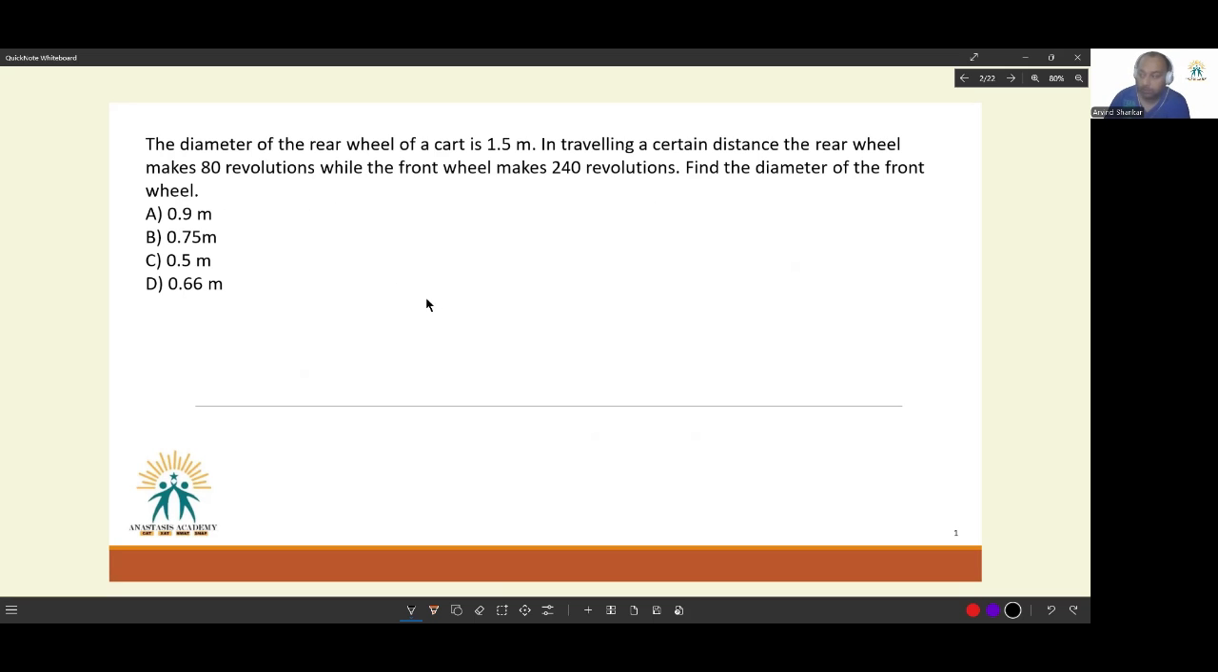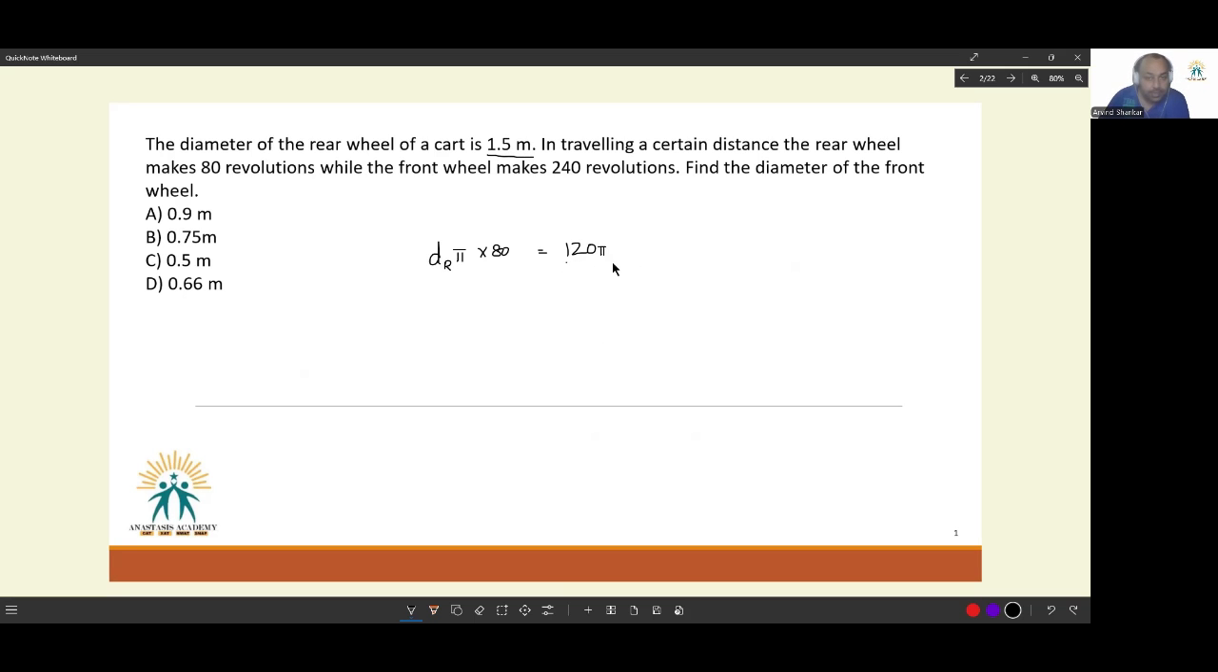Okay. Now, the principal idea here has to be that the distance traveled by the rear wheel has to be equal to the distance traveled by the front wheel. So, how much distance has the rear wheel traveled? It has a diameter of 1.5 meters. So its circumference should be the diameter of the rear wheel times pi, times the number of revolutions. This will be the total distance by the rear wheel, and this will be equal to 1.5 times pi times 80, a total of 120 pi, because the diameter of the rear wheel is 1.5 meters.